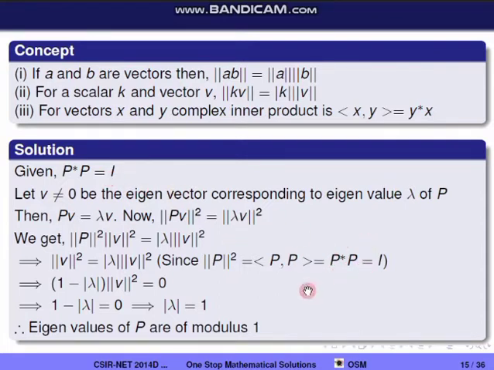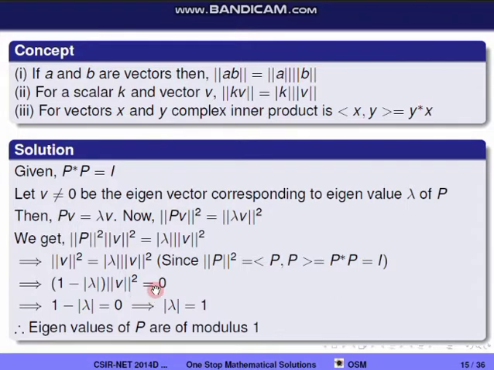So the norm P square is equal to I. So we'll get on the left hand side I into norm v square, that is again equal to norm v square. So this implies norm v square is equal to modulus lambda into norm v square. Taking this equation to this side, norm v square minus modulus lambda into norm v square. Taking norm v square common, we'll get 1 minus modulus lambda into norm v square equal to 0.